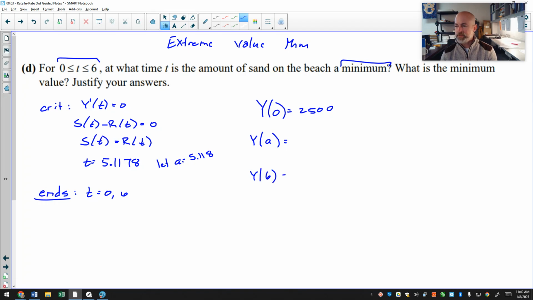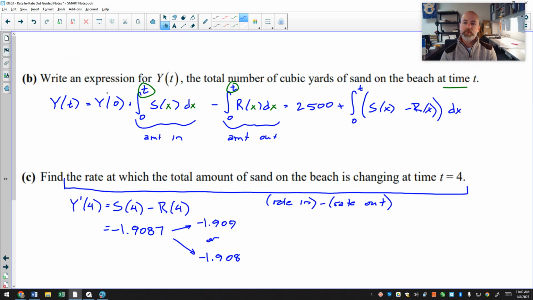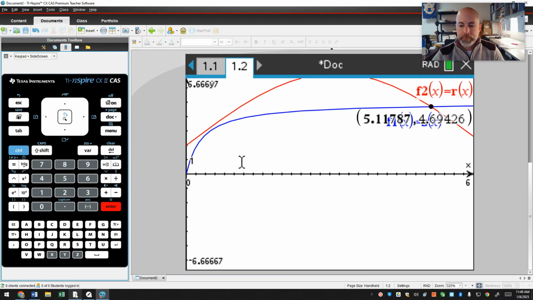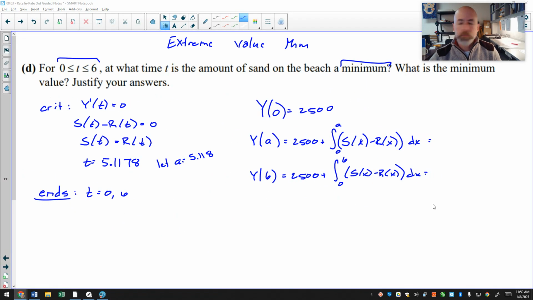And how am I going to get those values? Well, we can go back to our answer for part B. We have a function right here that provides total amounts at any given time. So we're going to use that expression for D. I'll do that very quickly. Hang tight just a second. There we go. I went ahead and wrote both of them. So I simply replaced that upper limit of t with the values that I'm trying to figure out the amount of sand for. I have my endpoints of 0 and 6 and my critical number of A, and I'll punch these into the calculator.